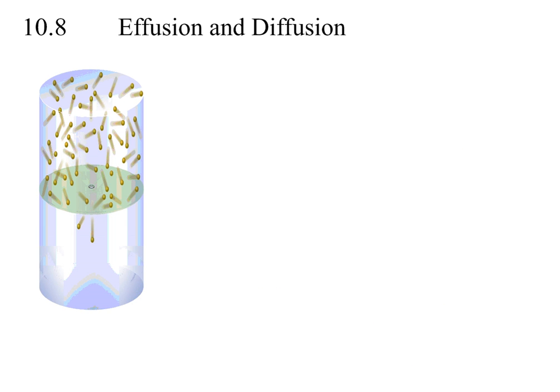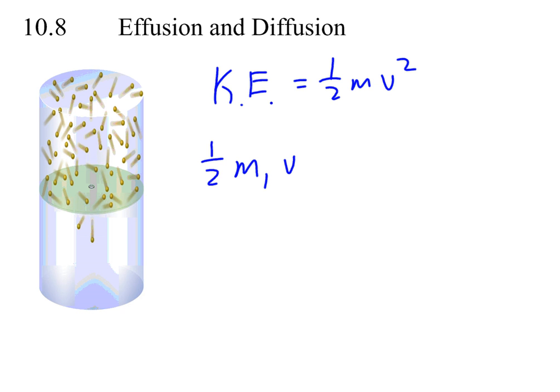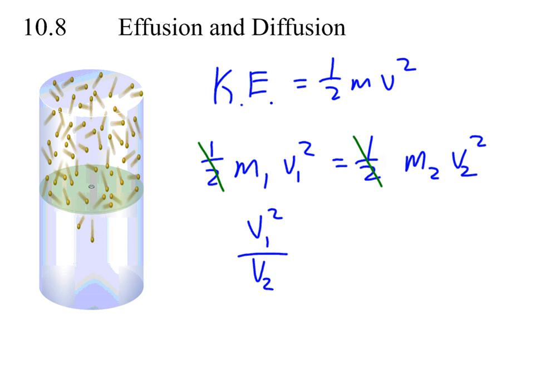From a quantitative standpoint, take two gases at the same temperature, which means they have the same kinetic energy. So we have 1/2 the mass of the first gas times the velocity of that first gas squared equal to 1/2 the mass of the second gas times the velocity of the second gas squared. We can cancel out the 1/2s and move the velocities over to the left. The first velocity squared over the second velocity squared is equal to the mass of the second particle divided by the mass of the first particle. Then we take the square root of each side.